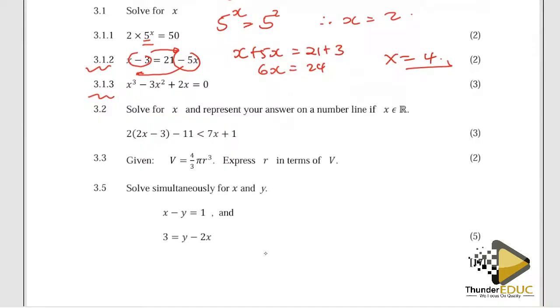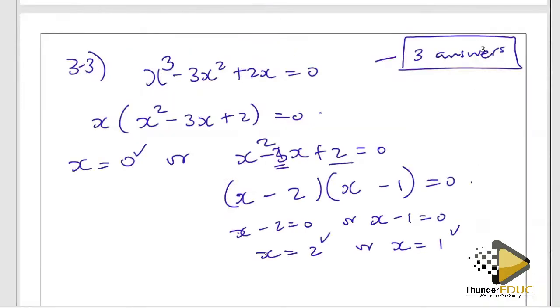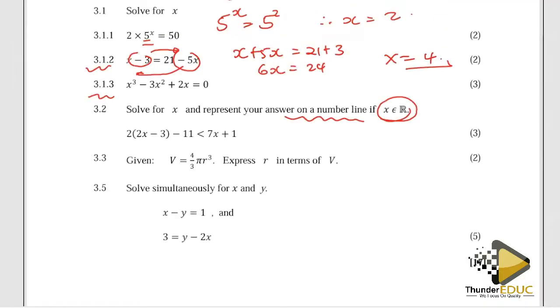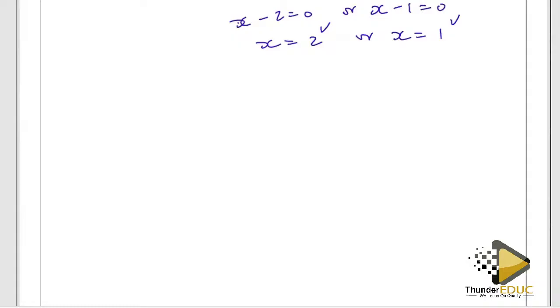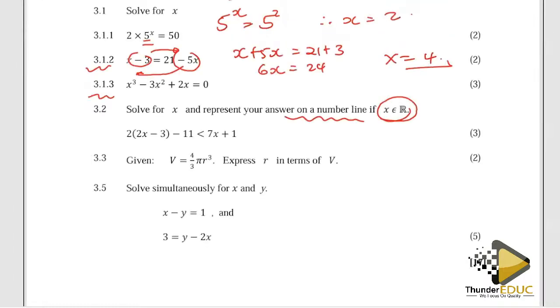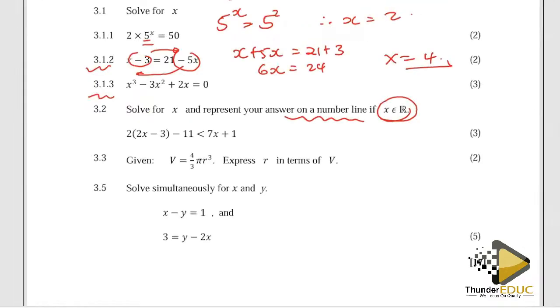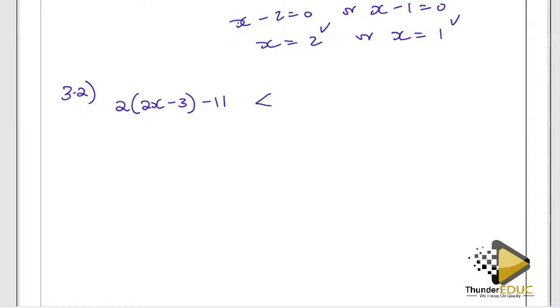Solve for x and represent your answer on a number line if x is an element of real numbers. Okay, they never said integers, they said real numbers. Okay, so we have 2 open brackets. The question says if we have 2 into 2x minus 3, then we have minus 11. The inequality is less than 7x plus 1.